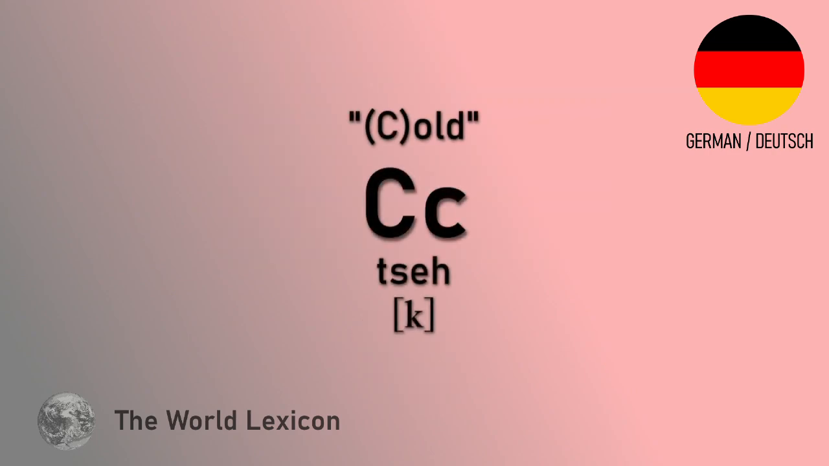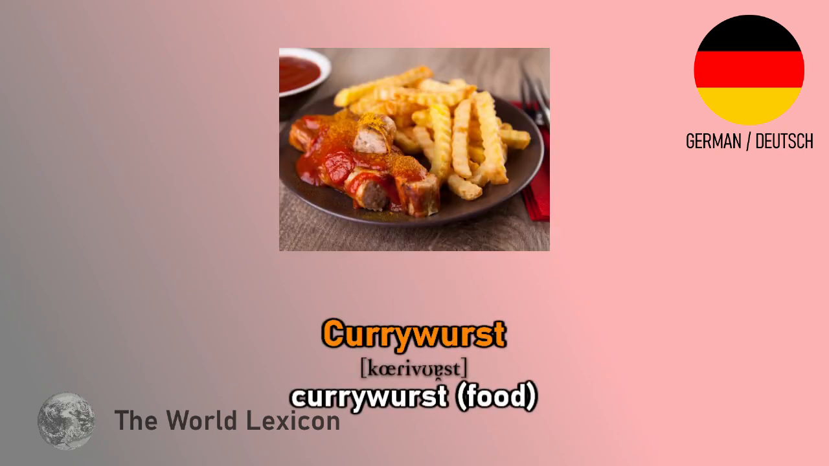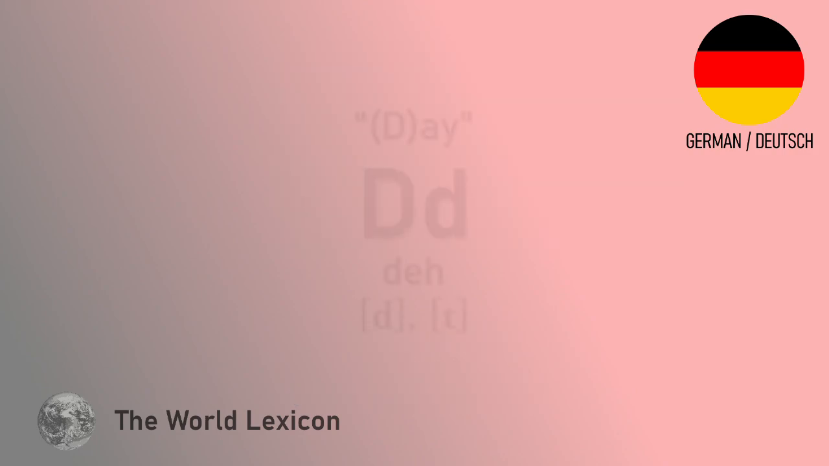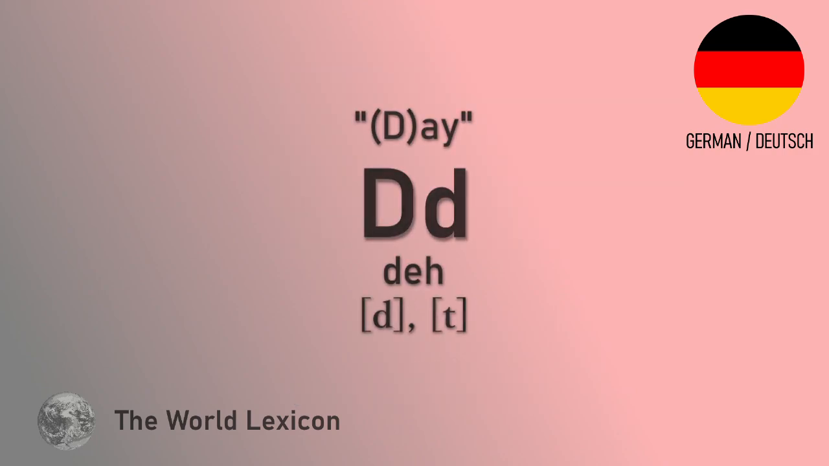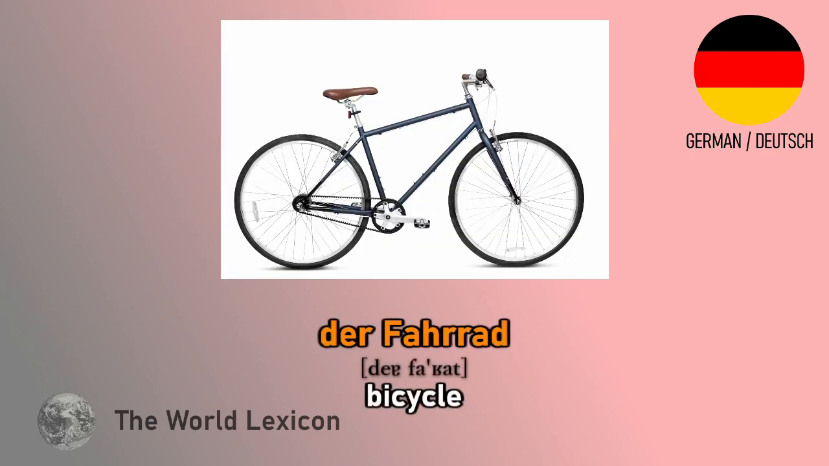This is T. This letter is mostly paired with the letters K or H at the end of words, but it also makes its own sounds at times. Currywurst. This is D. Doppelgänger. It can make a T sound at the end of words. Der Fahrrad.